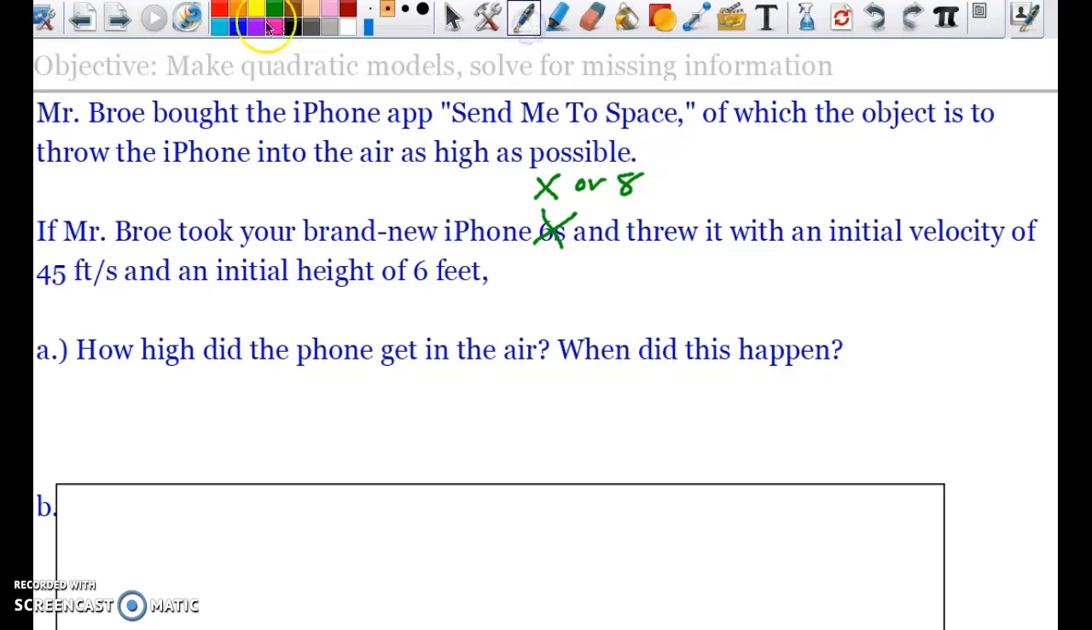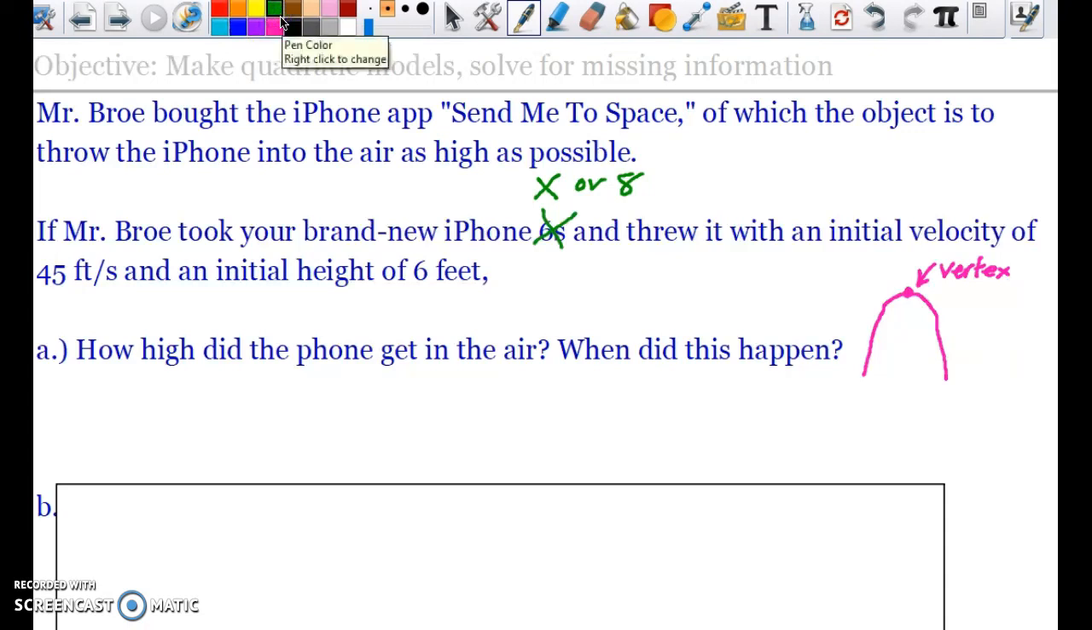When did this happen? Now, if I'm throwing this in the air, you can imagine it's going to follow the arc of a parabola. That's what we're studying, so that would make sense. And what's that highest point called? Of course, it's the vertex. And I want to know how high the phone got in the air if I threw it with initial speed of 45 feet per second, which, by the way, is incredibly fast.